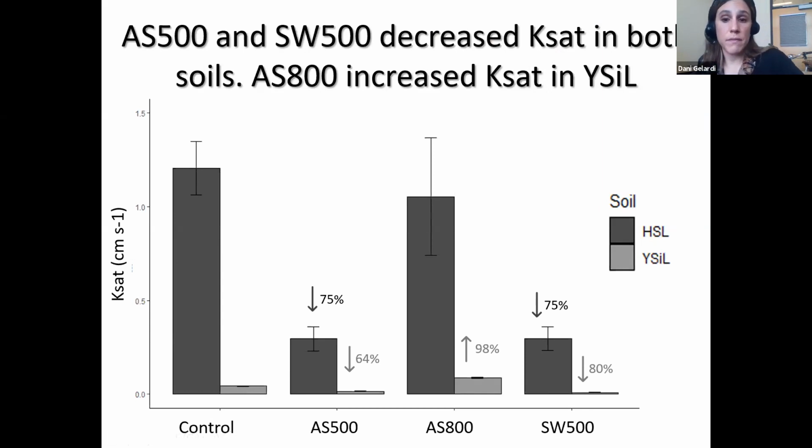Interestingly, we found a very significant impact of biochar on hydraulic conductivity. In the sandier soil, the almond shell and the softwood biochars produced at 500 degrees C reduced hydraulic conductivity by about 75%. And again, in a sandy soil, this could be really important. If we're slowing the movement of water through the soil profile and increasing plant available water, perhaps it can lead to an increase in soil water savings and help reduce the need for irrigation. As Californians, we are always looking for those strategies.